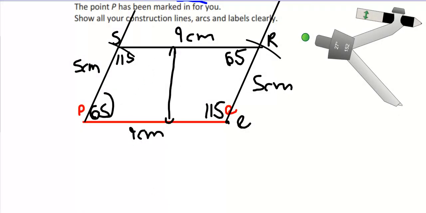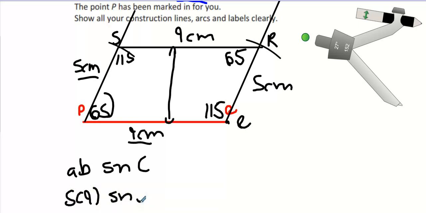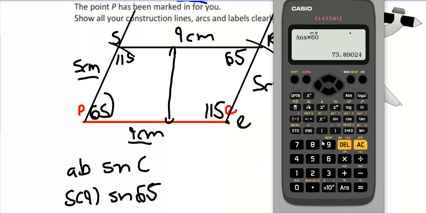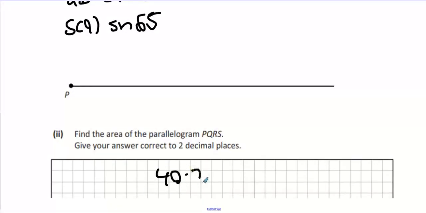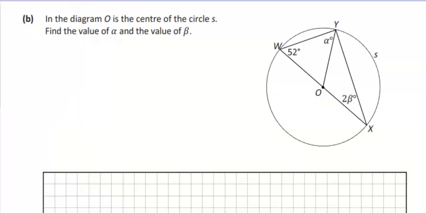So here's what we're going to do. 5 times 9 sine 65. 40.78. Cool, you guys? How many decimals? Yeah, 40.78. Who got that one now? Did you do a half AB sine C and just multiply by 2, or did you do AB sine C? You did the triangle and just doubled it. Perfect. This one, if you can't do these ones, don't worry too much.